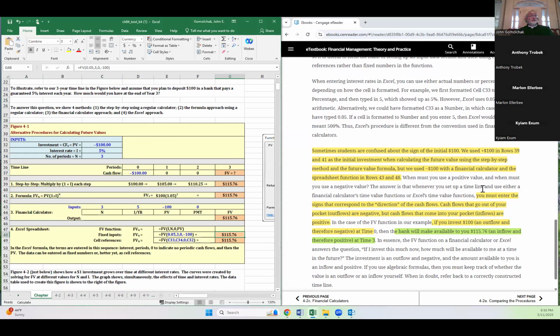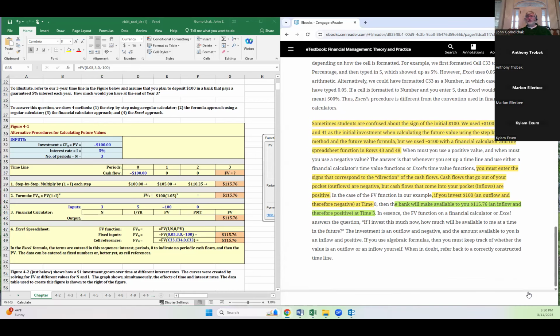The answer is that whenever you set up a timeline, using either a financial calculator's timeline function or Excel, you must enter the signs that correspond to the direction of the cash flow. Cash flows that go out of your pocket, outflows, are negative, but cash flows that come into your pocket, inflows, are positive. In the case of the future value function in our example, if you invest the $100, it's an outflow, thus a negative number at time 0. Then the bank will make available to you 115.76, an inflow, and it's positive at time 3. So that's where we end up.